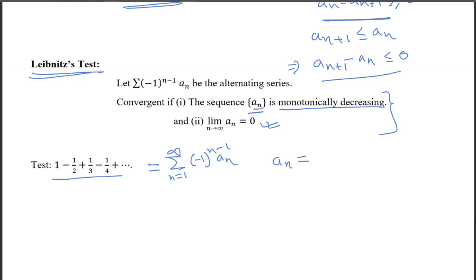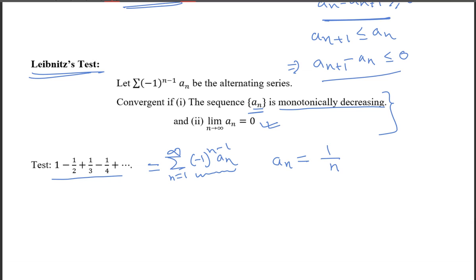This is 1 by n, the 1 by nth term. Let me clarify one thing: this is (-1) to the power n minus 1 times a_n. This is the nth term of this series, not a_n. Now the nth term, if you write it like this, a_n is equal to 1 by n.